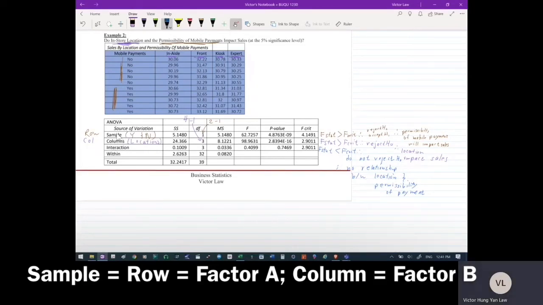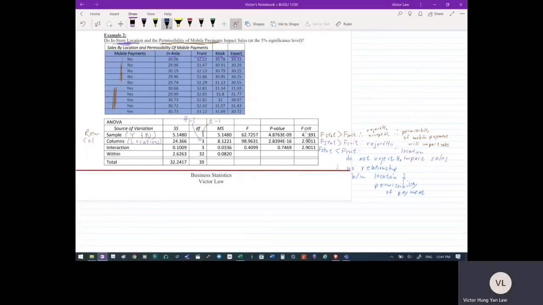Once we understand what the sample means and what the column means, then we can compare the statistic and the critical value, and make a conclusion. We know that the statistic is greater than critical for both the sample and the column. So we have 62 is greater than 4, and 98 is greater than 2.9. For both of them, the statistic is greater than critical, so we're going to reject H0, and then accept H1.